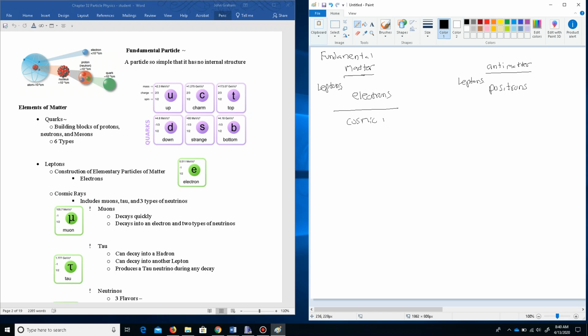Then cosmic rays. We have muons. We have tau. And we have, as I said before, neutrinos. And we have over here anti-muons, anti-tau, and anti-neutrinos.